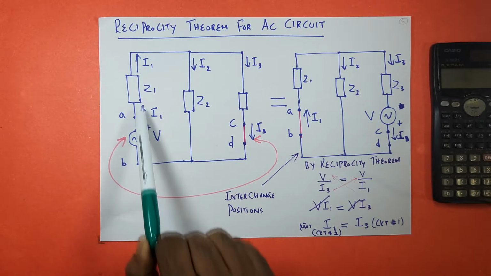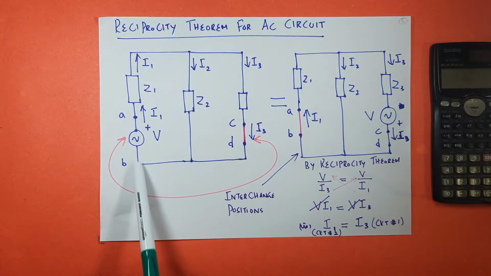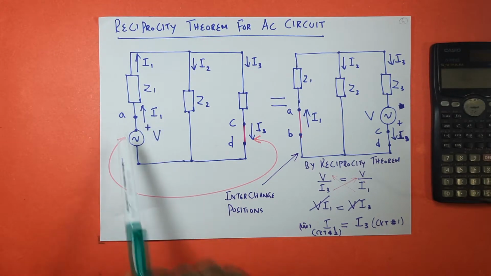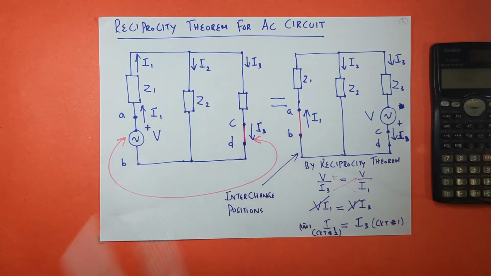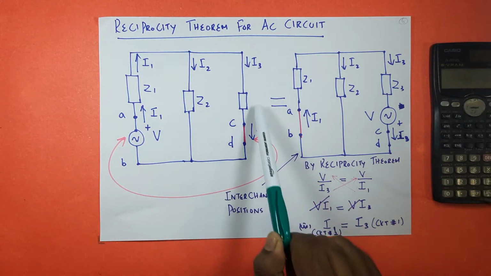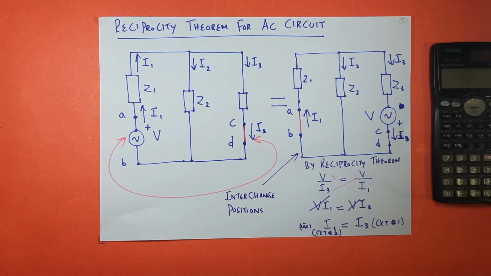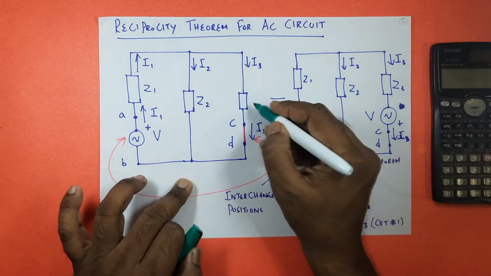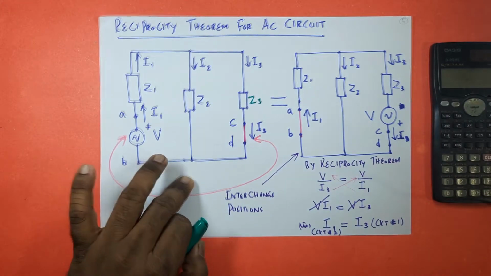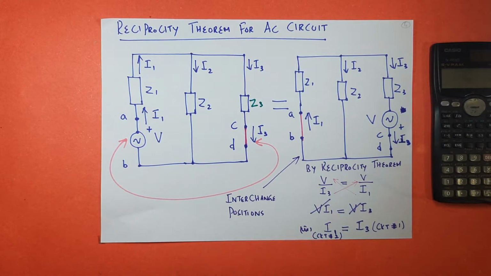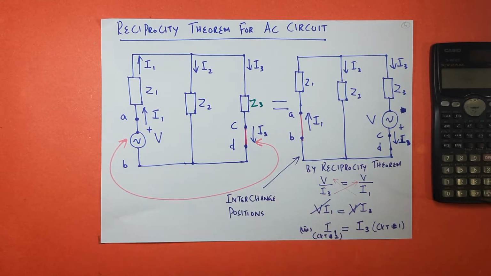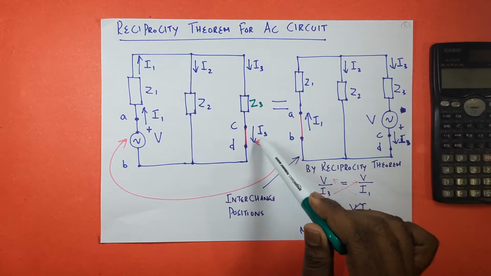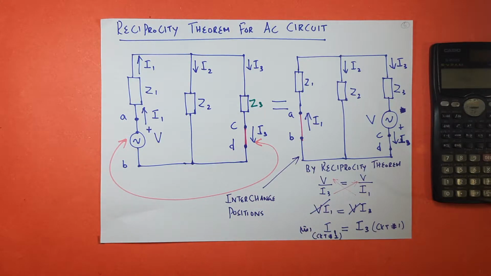So current coming out of this source, that is current flowing through this section AB, is I1. Current flowing through this impedance Z2 is I2. Current flowing through this impedance, this must be Z3, is I3. So you consider a section CD. Through that section, I3 is flowing.